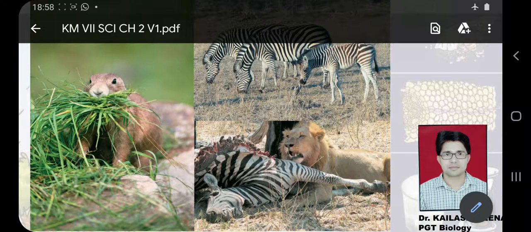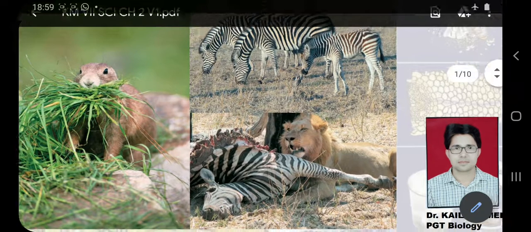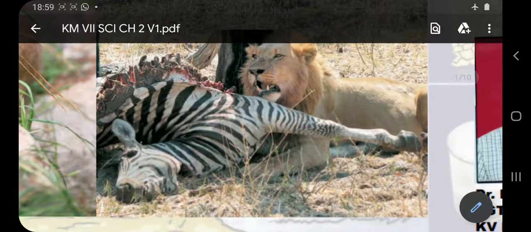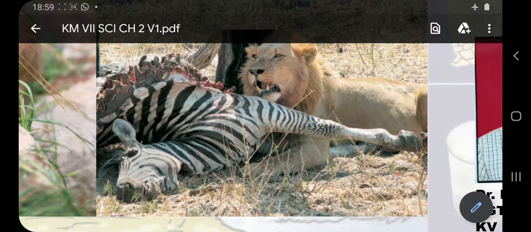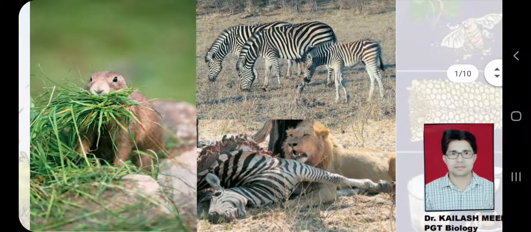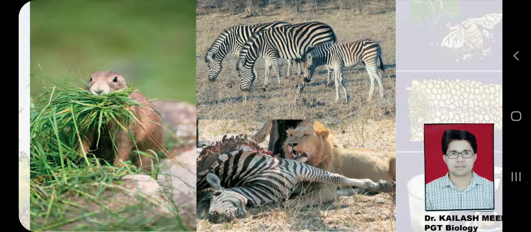So first we need to have a look at these pictures, and here I want to convey the different modes of nutrition in animals. Here we can see that animals are dependent on plants for their nutritional requirements in the first two pictures, and in the third picture this animal, the lion, is dependent on a herbivore, this zebra, for its nutritional requirements. So we can say that animals depend either directly or indirectly on plants for their nutritional requirements.